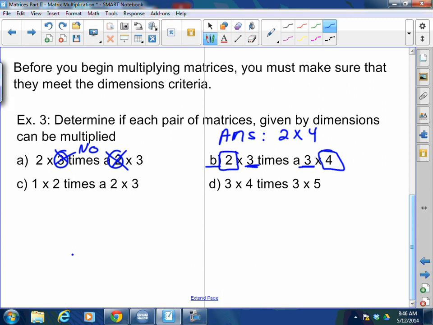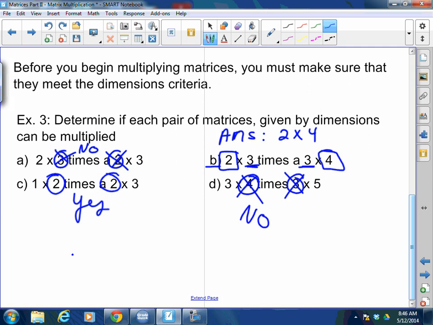That will be my answer. How about a 1 by 2 and a 2 by 3? Yes, the columns of the first equal the rows of the second. How about a 3 by 4 times a 3 by 5? No. The columns of the first are not equal to the rows of the second, so no.